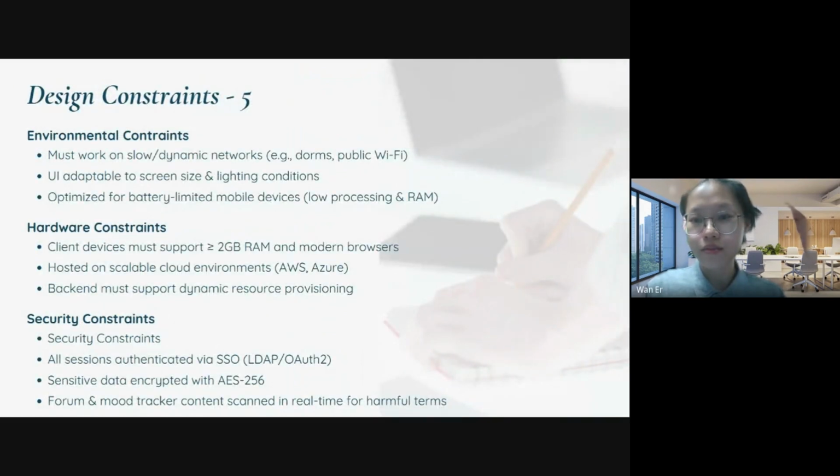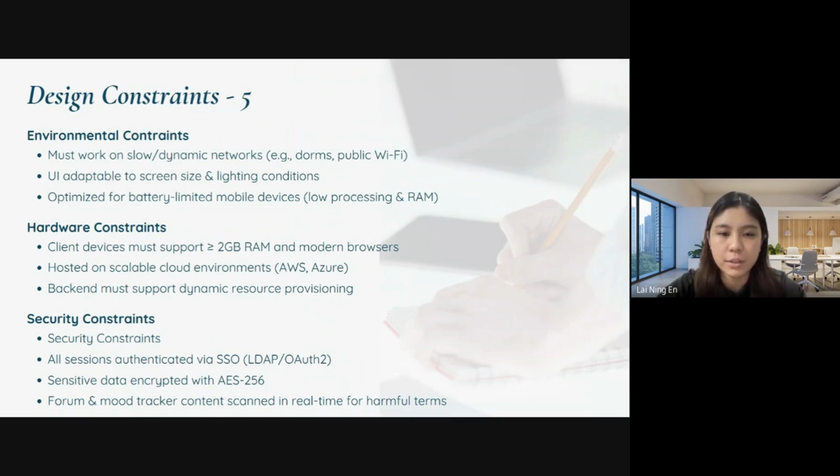Next, now I would like to present the design constraints of the digital mental health literacy hub. First, environmental constraint. The system must operate in a wide variety of student environments, support multiple screen sizes, and perform well on mobile devices. Second, hardware constraint. Clients must have at least 2 GB of RAM and run modern HTML5-compatible browsers. On the backend, the system must run on cloud infrastructure to ensure scalability and high availability.